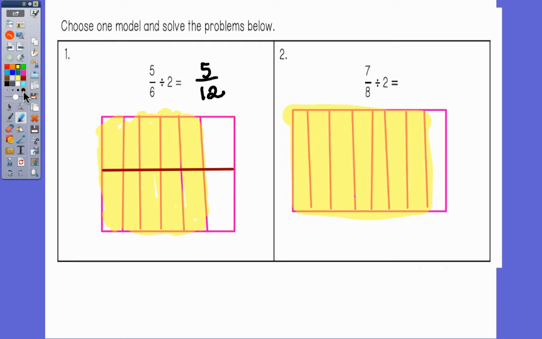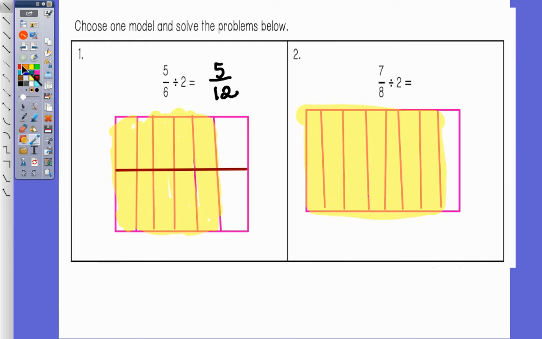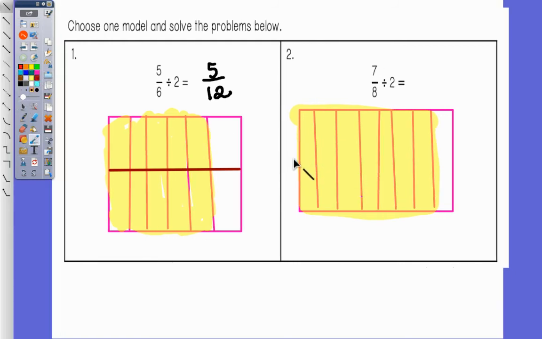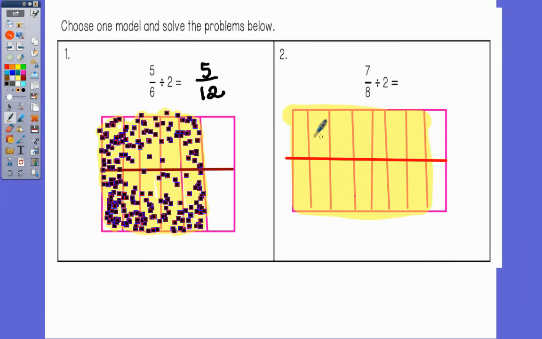Okay. And then what am I dividing by? I'm dividing by the number 2, so I need to divide this in half, like this. And how many pieces do I have from one of the halves? 1, 2, 3, 4, 5, 6, 7. Out of how many total pieces? 16.